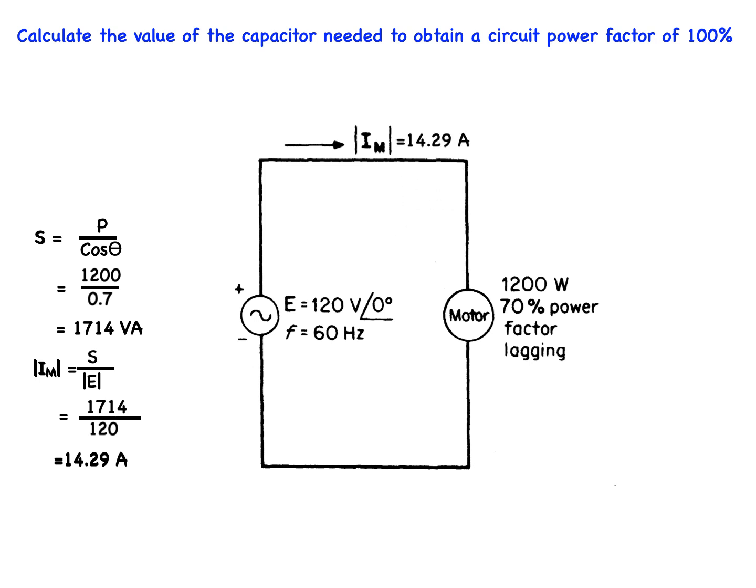The active component of this current is the component in phase with the voltage. This component, which results in true power consumption, is IM cos theta, and that's equal to 14.29 amps times 0.7, which equals 10 amps. Because the motor has 70% power factor, the circuit must supply 14.29 amps to realize a useful current of 10 amps.